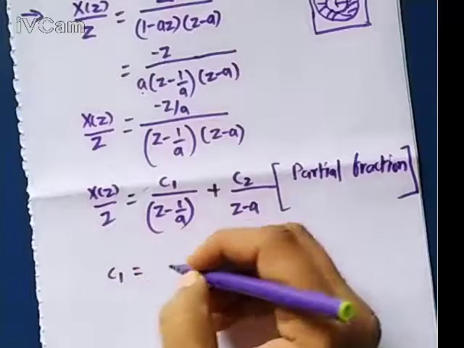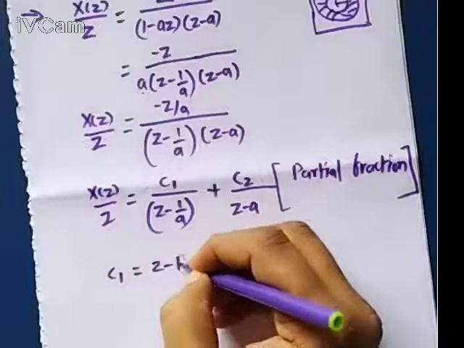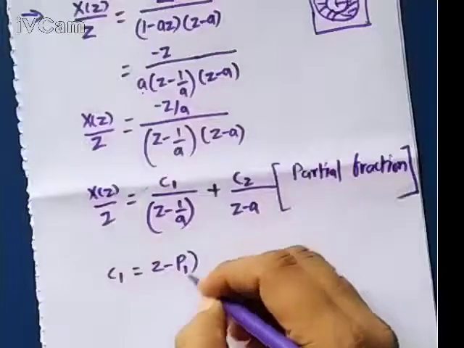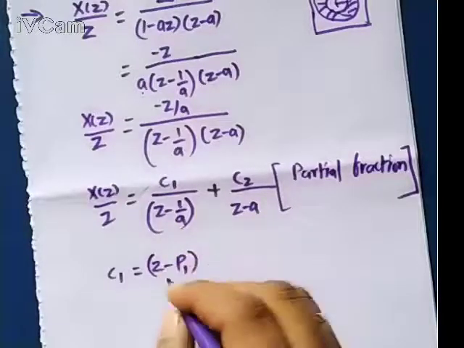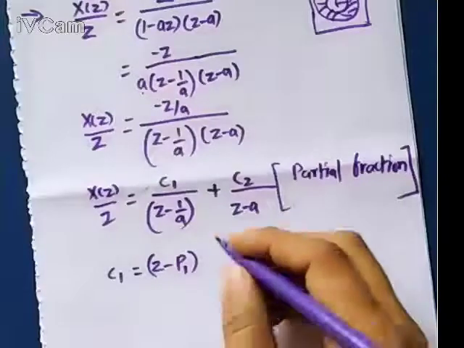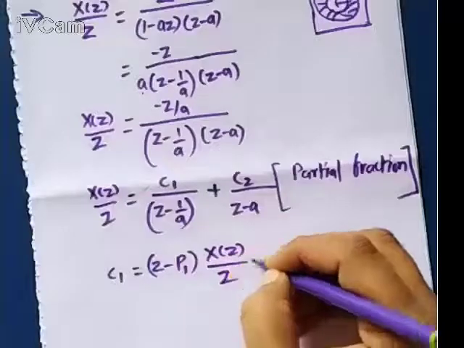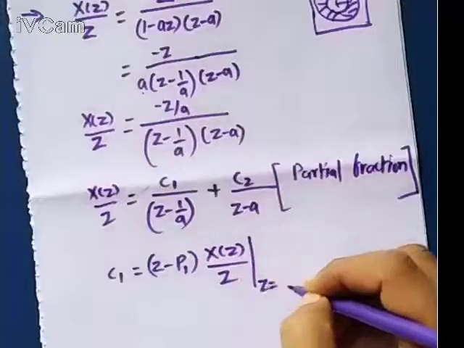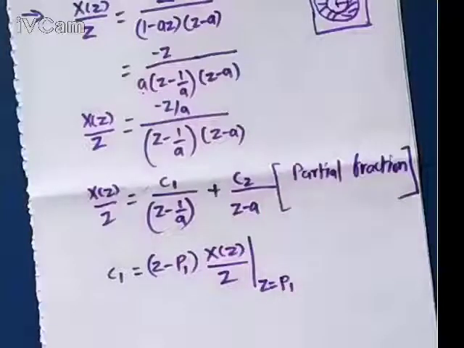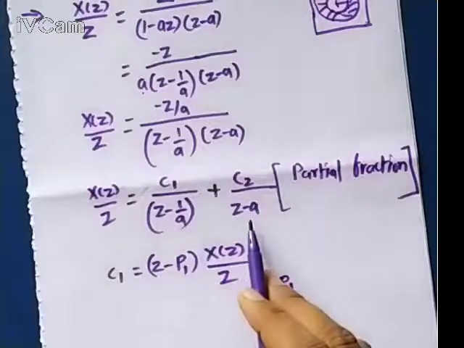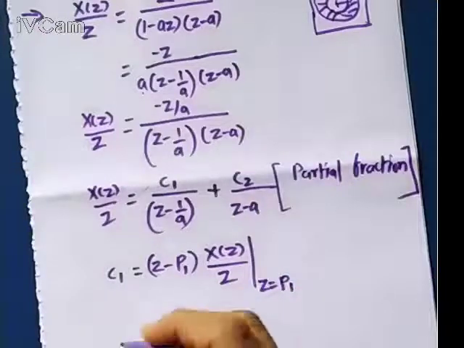Okay, so if suppose in that equation I substitute k equal to 1, that will be c1 equal to z minus p1, because the k value is 1. Okay, I'm just putting these things in the formula form. X of z upon z at z equal to p1. What is p1? The pole 1. Pole 1 is 1 by a and pole 2 is a. Okay, substitute these values here.